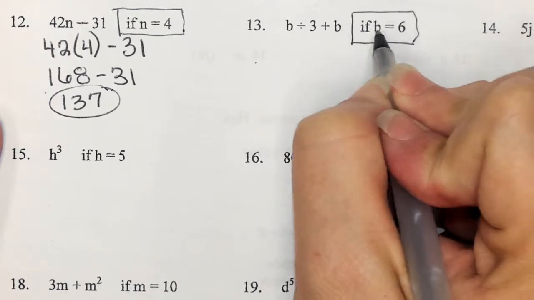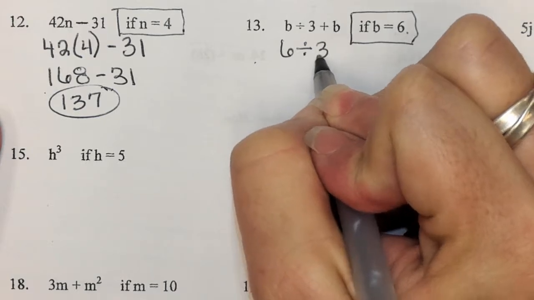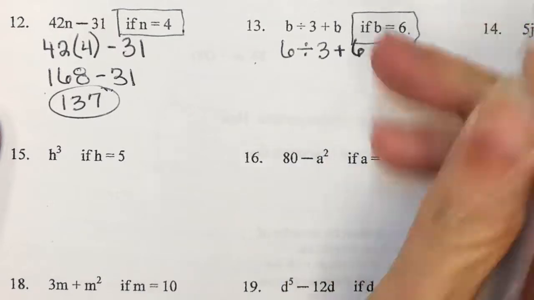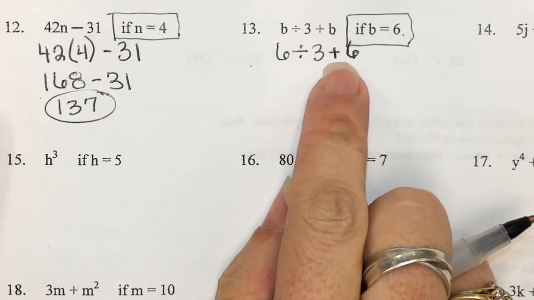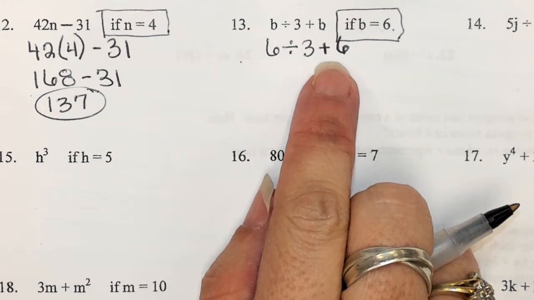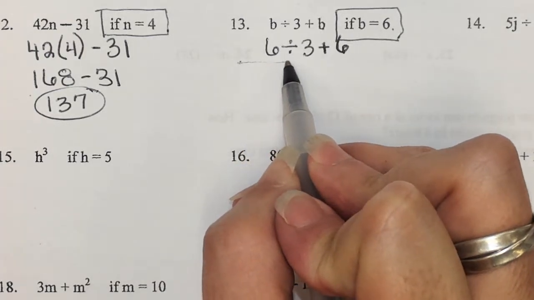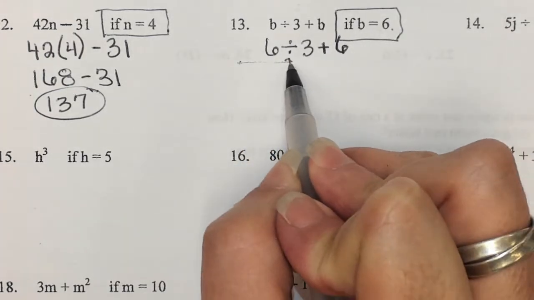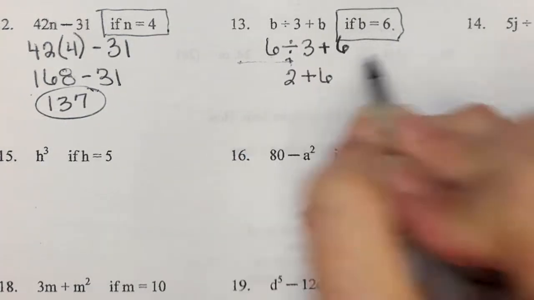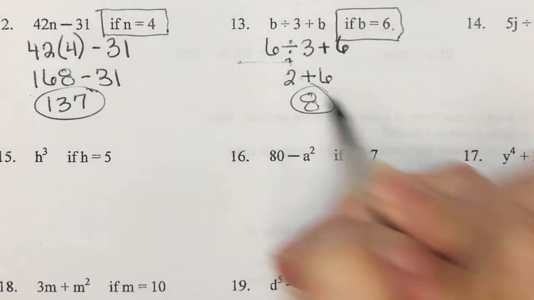Okay, next one is b equals 6. So if I put a 6 here, divide by 3, plus there's another b. b is 6. Listen, think about it. Order of operations. Please, there's no parentheses. Excuse, there's no exponents. Multiply or divide, multiply or divide, multiply or divide, multiply. Whoop, I got to do that first. 6 divided by 3 is 2. Copy the rest of the problem. Now the only thing left is add, so it's 8.